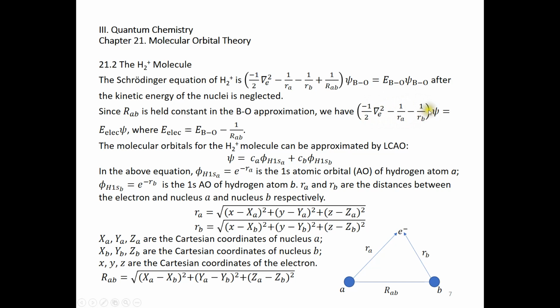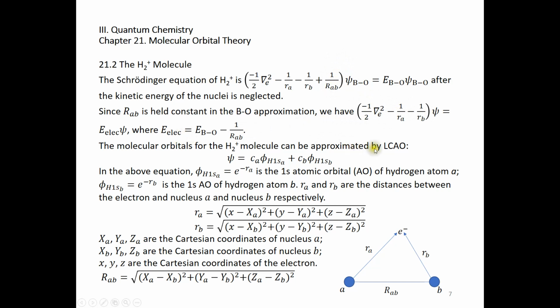Over here we have the electronic Hamiltonian applied to psi. H psi equals E psi. This E is the electronic energy. The electronic energy is the Born-Oppenheimer energy minus the nucleus repulsion. We simply removed this nucleus repulsion from the Schrödinger equation.